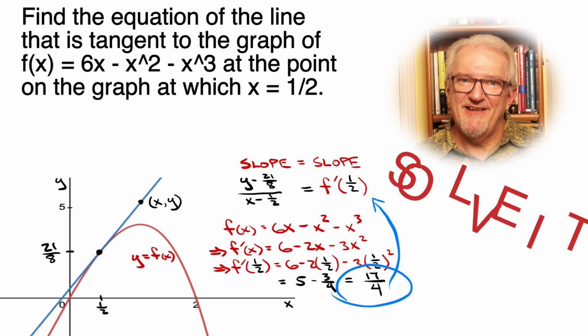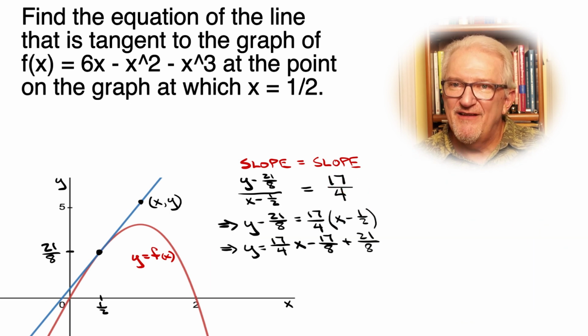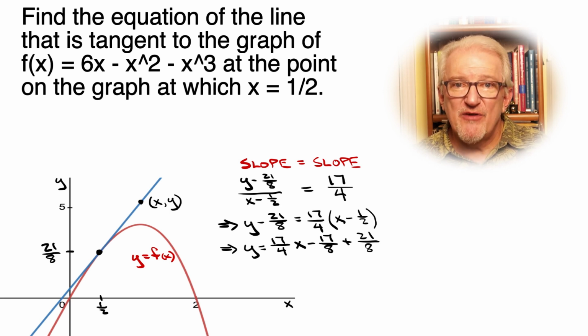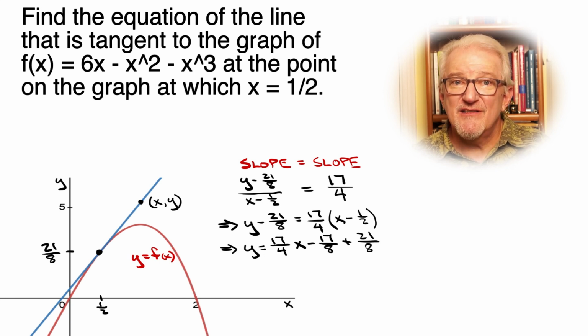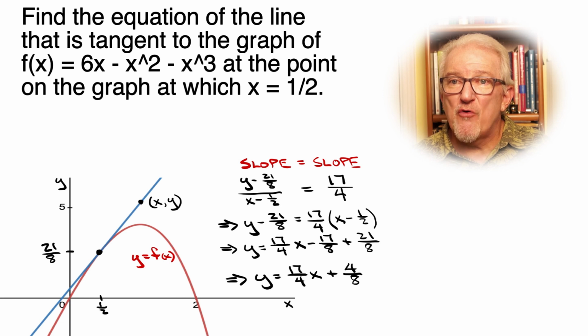Solve it. Multiplying both sides of our equation by x minus 1/2, distributing, and then adding 21/8 to both sides of the equation gives that y is equal to 17/4 times x minus 17/8 plus 21/8. Therefore, we have that the equation of the line tangent to the graph of f at the point where x equals 1/2 is y equals 17/4 x plus 1/2.